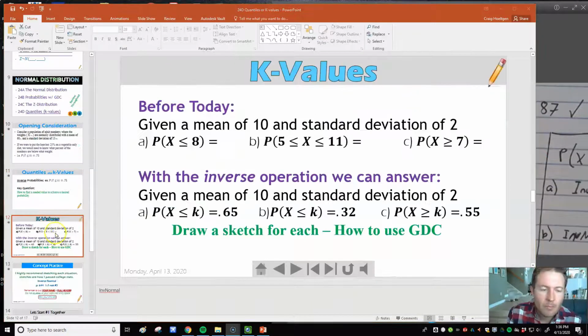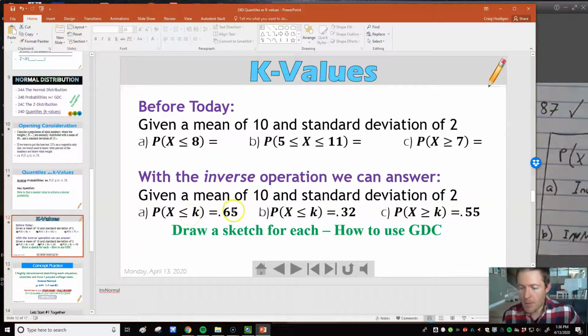We're going backwards. So far before today, we've been given a mean and a standard deviation and asked to find probabilities. That's what you did in the warm-up, and that's what you've been doing recently. Today we're going the other direction with an inverse operation. Always in math, if you go one direction, it's really nice to be able to go back the other direction.